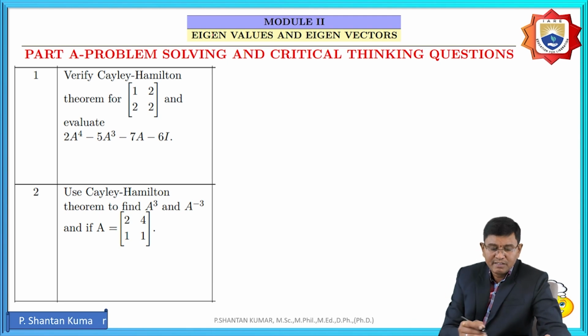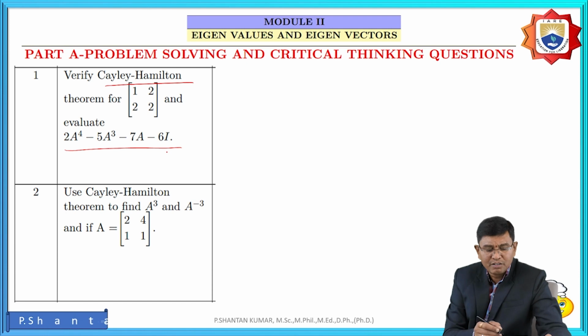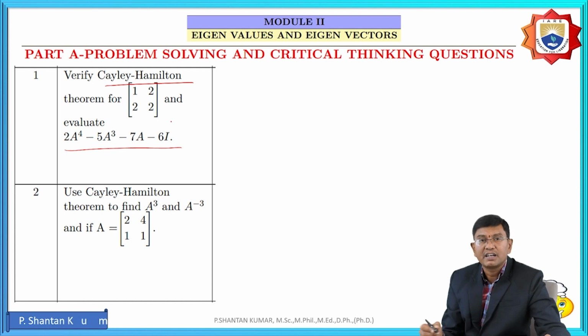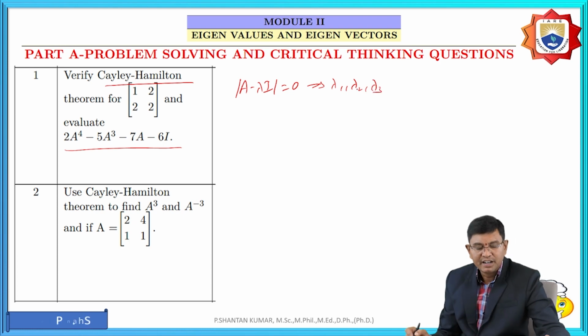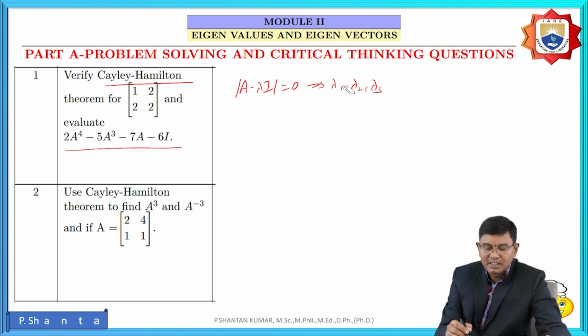Here the first one is to verify the Cayley-Hamilton theorem. This is also a problem. First we need to know what the Cayley-Hamilton theorem is. We need to find the determinant of A minus lambda I equal to 0, and we obtain lambda 1, lambda 2 and lambda 3.